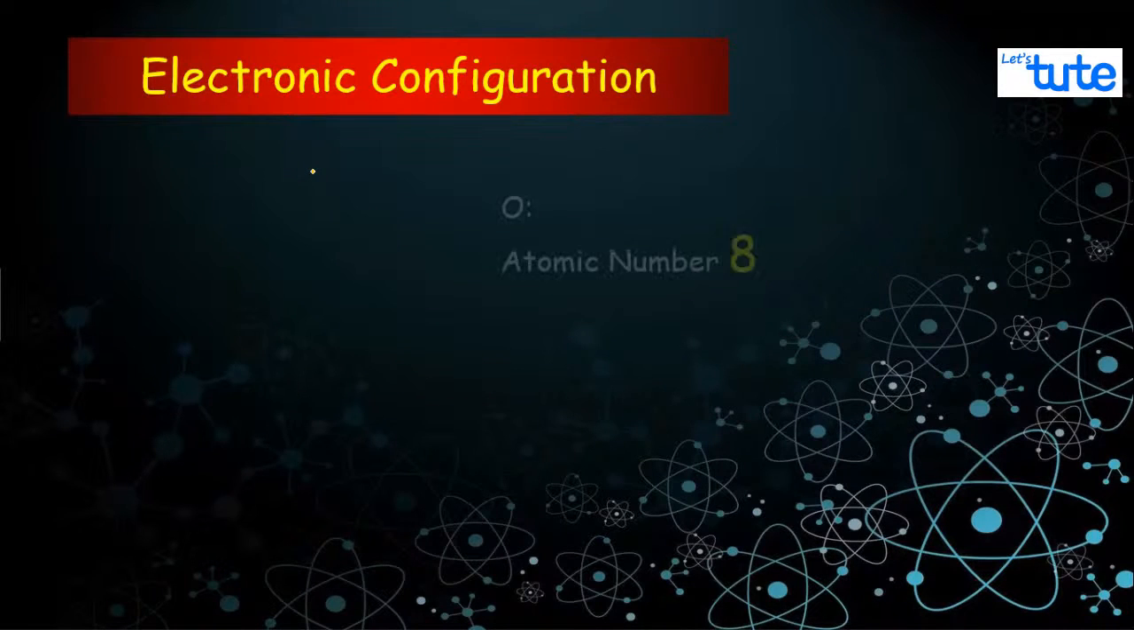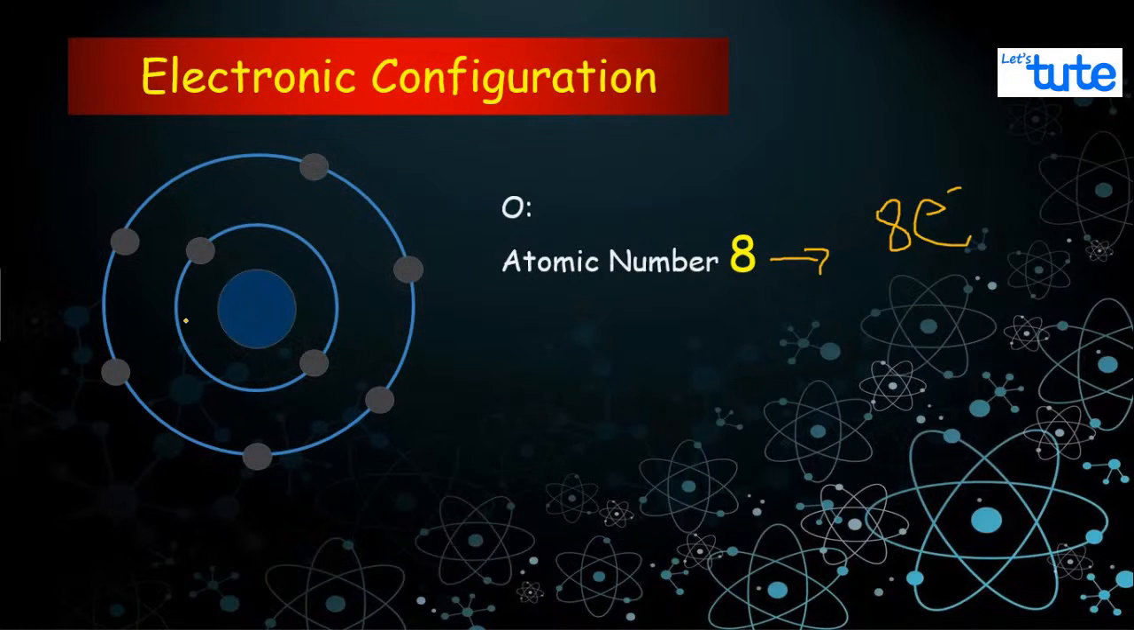Let's move to the next example. It's about oxygen. We know the atomic number of oxygen is 8, and according to this number, we can find out the electronic configuration. But before that, if the atomic number is 8, there will be 8 electrons.